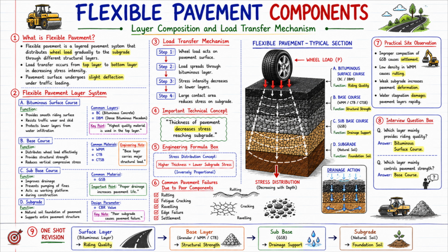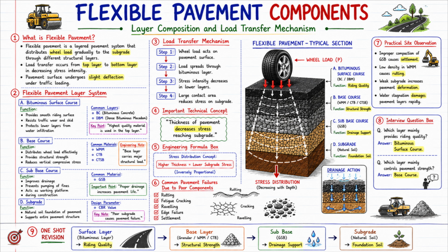What is flexible pavement? Here first of all the basic concept of flexible pavement is given. Now the slide says, flexible pavement is a layered pavement system that distributes wheel load gradually to the subgrade through different structural layers. Now what is the most important word here? Layered system. That means flexible pavement is not a single layer. It is a structural combination of multiple layers.